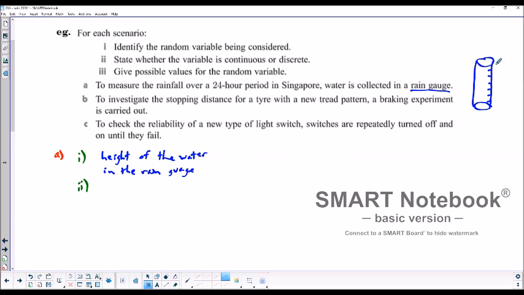If we notice the rain gauge there, it's graduated. We want to know, is it continuous or discrete? Well, we're not actually going to be counting the number of raindrops or anything in here. So that's actually going to be continuous because it's going to be measured.